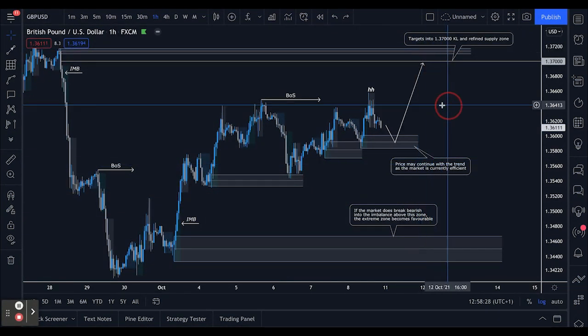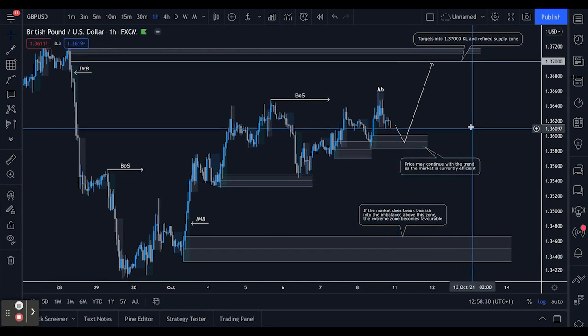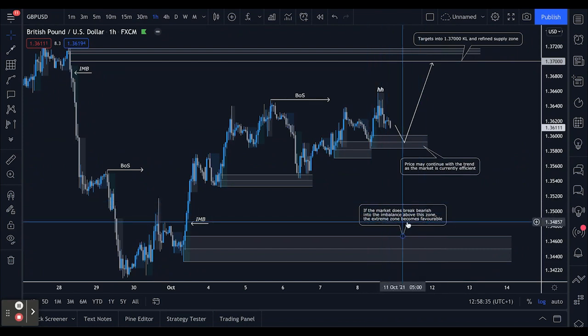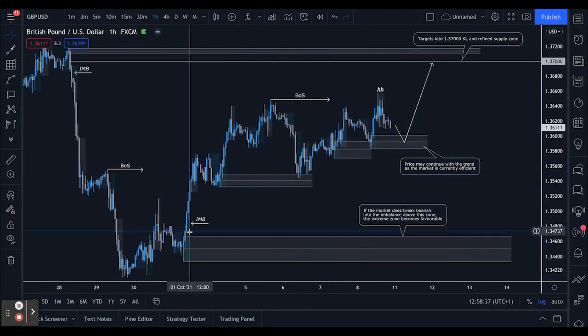So we have a couple of options on GBPUSD. As you can see, I've also annotated. Price may continue the trend as the market is currently efficient. If the market does break bearish into the imbalance above this zone, being this imbalance here, this extreme zone becomes favorable for buys.